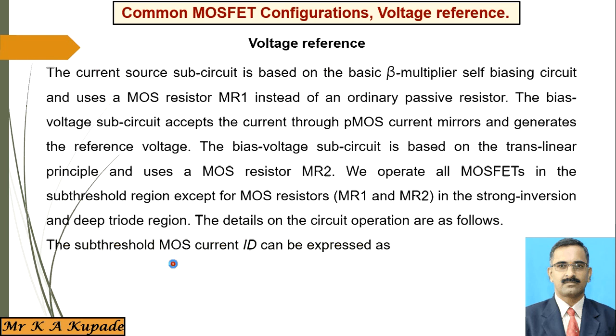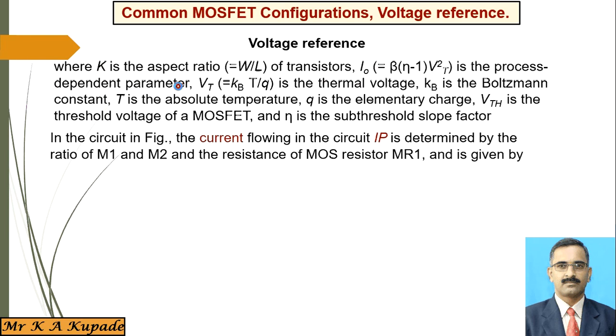Thus, for subthreshold MOSFETs, the MOS current ID can be expressed as ID is equal to K I naught exponential of VGS minus VTH divided by eta VT. Where K is the aspect ratio, the width and length of the transistor, and I naught is the beta into eta minus 1 into thermal voltage squared, and is the process dependent parameter. I naught is the process dependent parameter.